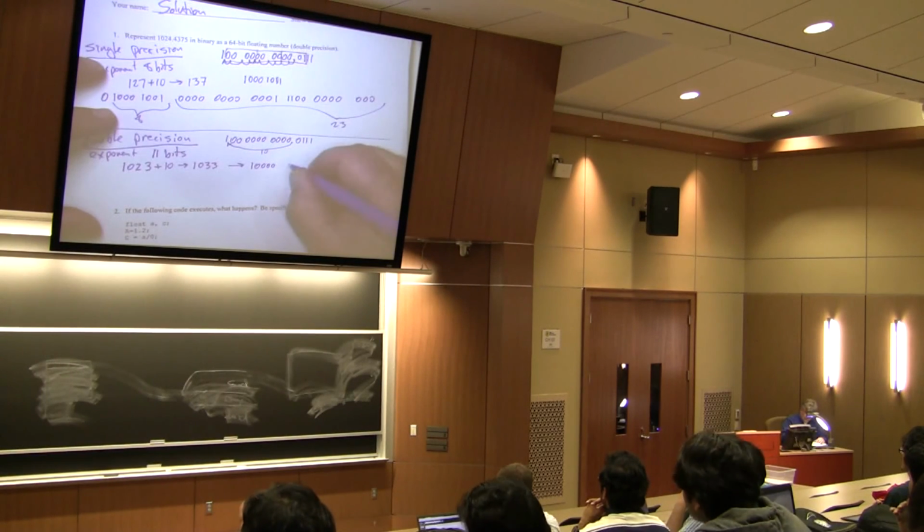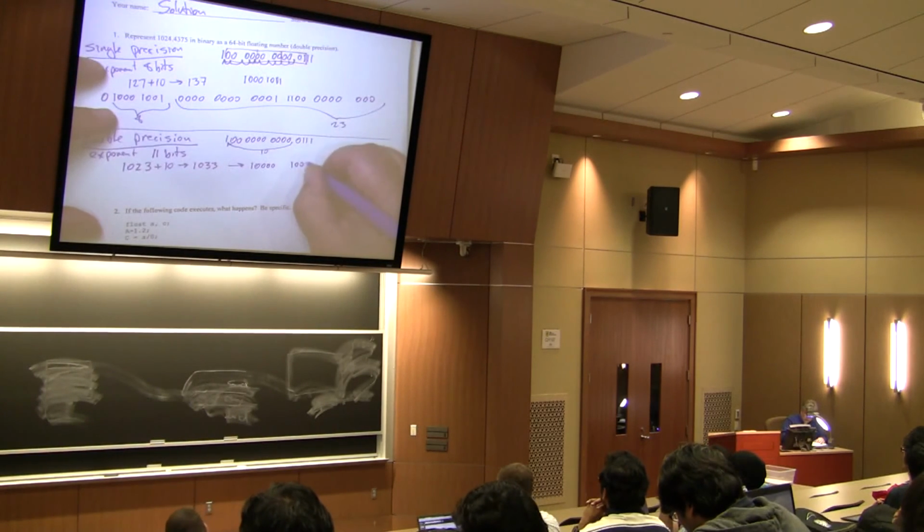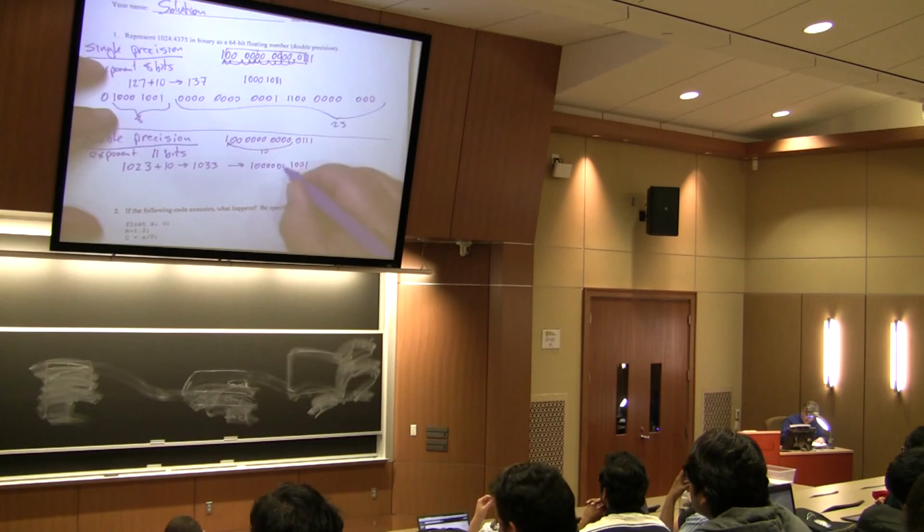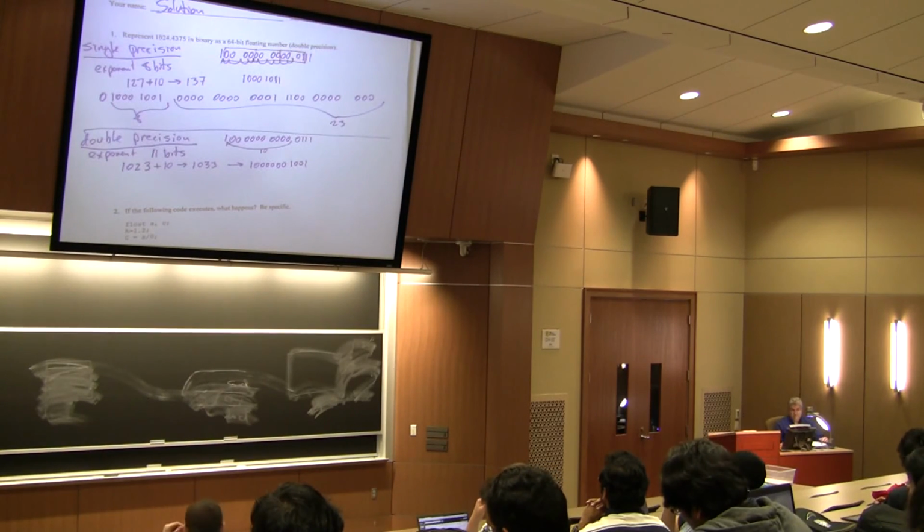Let me get this all right. Well, I know my last is going to be 1, 0, 0, 1. So let's see, I've got 1, 2, 3, 4, 5, 6, 7, 8, 9, 10, 11. Does that seem reasonable? Okay.